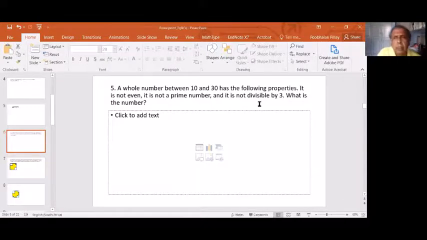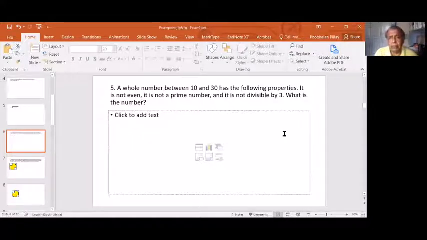Question 5. A whole number between 10 and 30 has the following properties. The number is not even. Okay. It is not even. It is not a prime number, and it is not divisible by 3. Okay, there's a lot of information given here. So how do we unpack that?